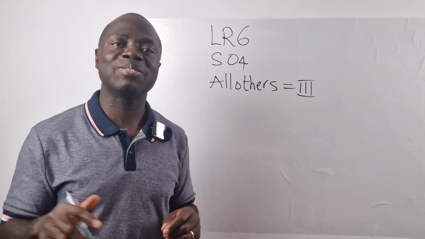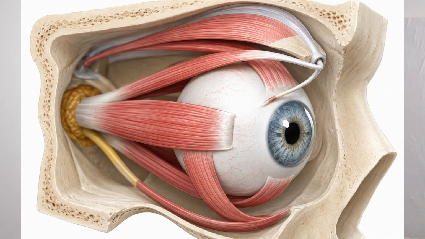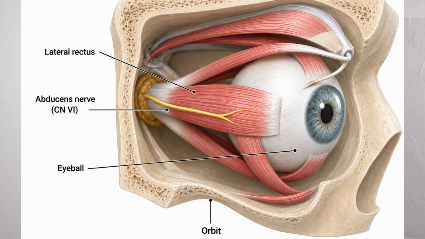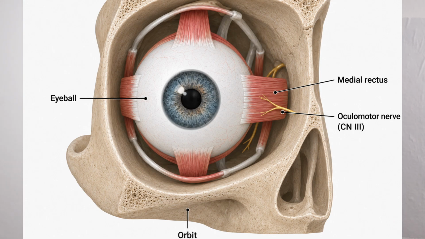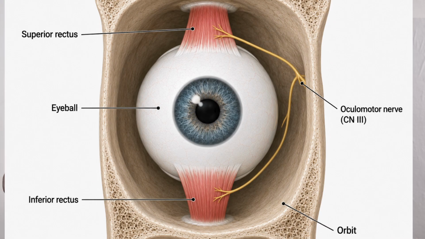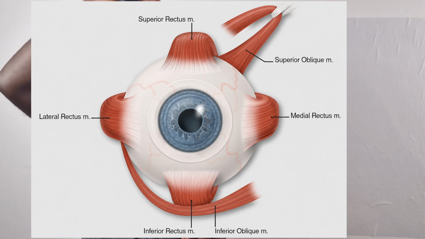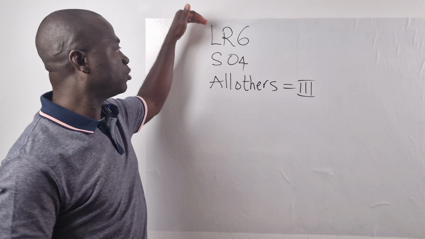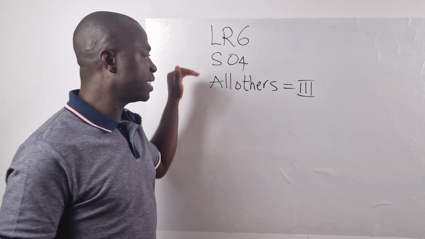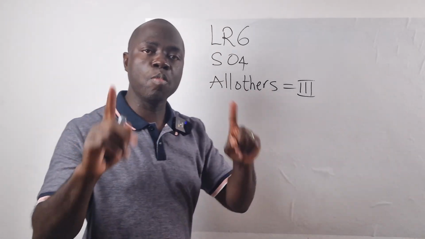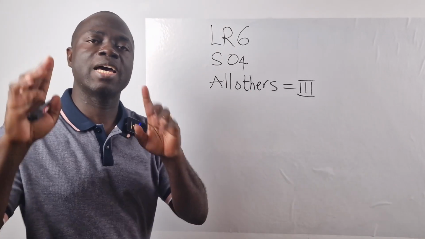Now there are several muscles that move our eyeball. We have the lateral rectus and the medial rectus. Okay, so each eye has a lateral rectus, medial rectus, a superior rectus, an inferior rectus, and then a superior oblique and an inferior oblique. And we are saying that except lateral rectus and superior oblique, cranial nerve 3 supplies most of the extraocular muscles.